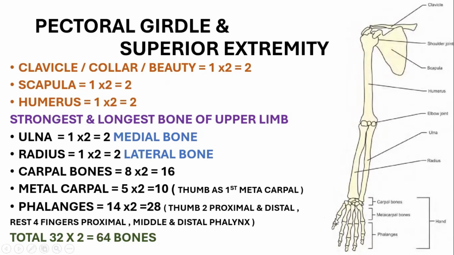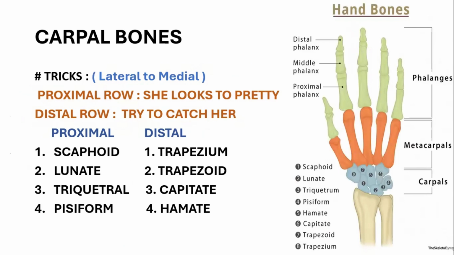In the thumb, we have 2 phalanges. This is known as proximal and distal. Remember, I have already told you, towards the heart is proximal, away from the heart is distal. But in the rest of the 4 fingers, there are 3 phalanges. Near the heart, it will be proximal. Away from the heart, it will be distal, and the one in the middle will be called the middle phalanx.